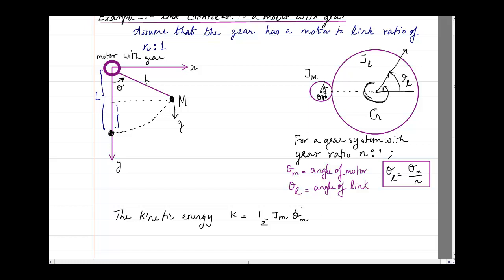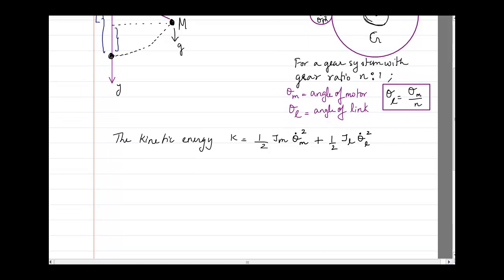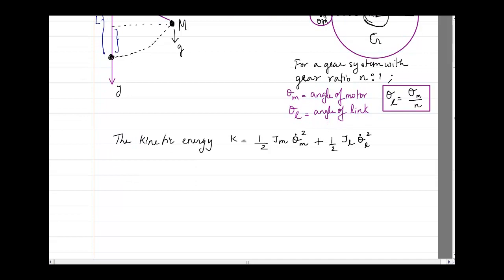And if I take the square of it, that will be the kinetic energy associated with the motor. And with respect to the gear, it will be half, and instead of Jm I will write Jl, which means the gear and the link arrangement together, into theta L dot square. That is the kinetic energy associated with the gear system and the link with the mass capital M.